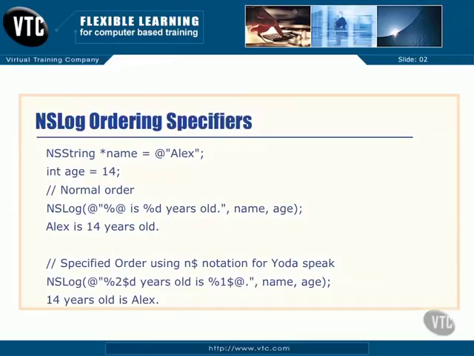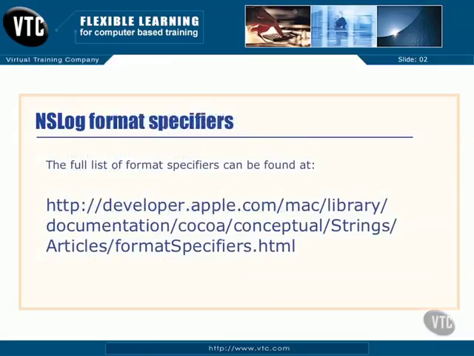NSLog also has the ability to order the specifiers. This is most commonly used to format for a language other than English. You use it by adding a number and a $ sign after the % symbol and before the specifier. You may not need this a lot, but when you do, it comes in very handy. There are quite a few specifiers that cover a wide range of use. You can find a full list of specifiers at the URL on the screen.